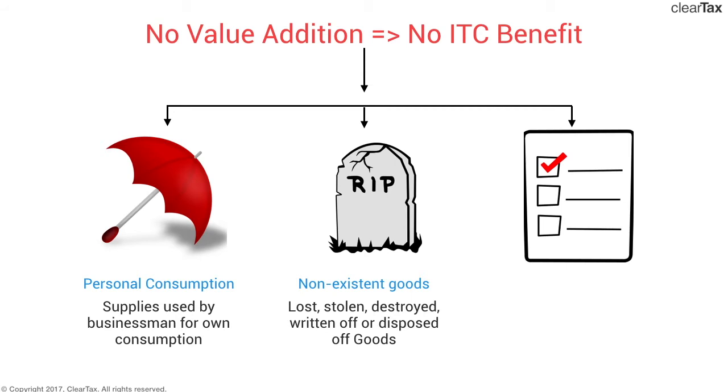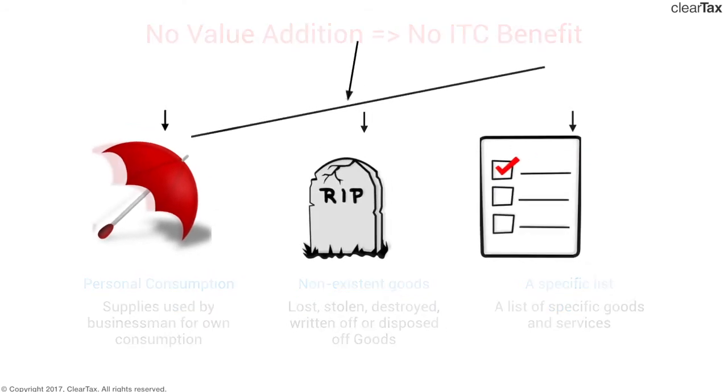The third category is the specific list. It's a list of very specific goods and services. We'll get to that in a short while because it's again a list of lot of items. Let's quickly first focus on our 8 broad categories before we move into this specific list.